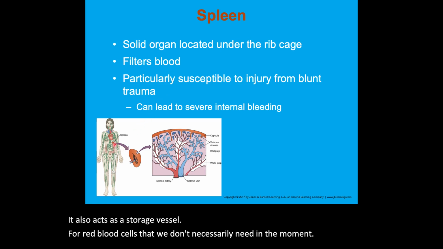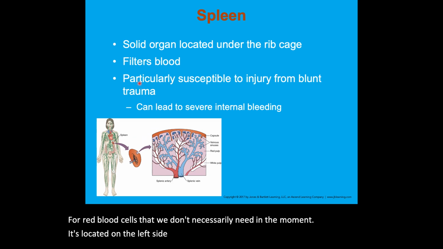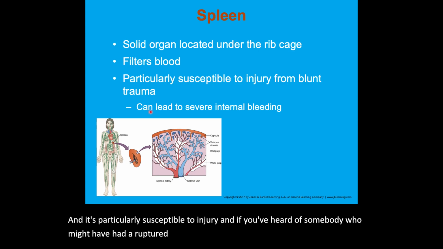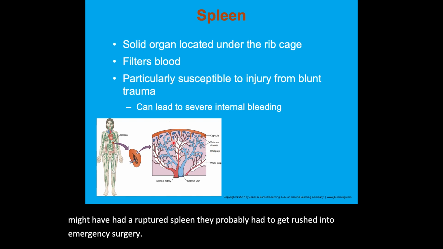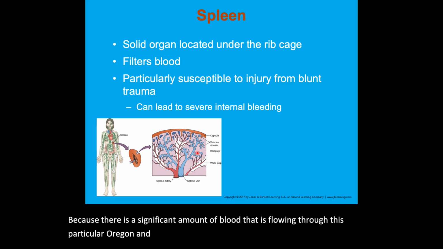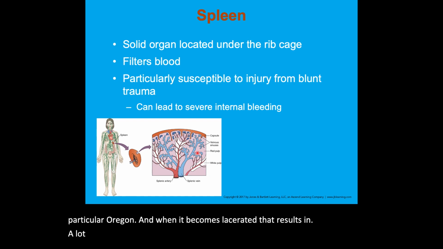It's located on the left side next to the stomach, and it's particularly susceptible to injury. And if you've heard of somebody who might have had a ruptured spleen, they probably had to get rushed into emergency surgery, because there is a significant amount of blood that is flowing through this particular organ. And when it becomes lacerated, that results in a lot of bleeding into the abdomen.